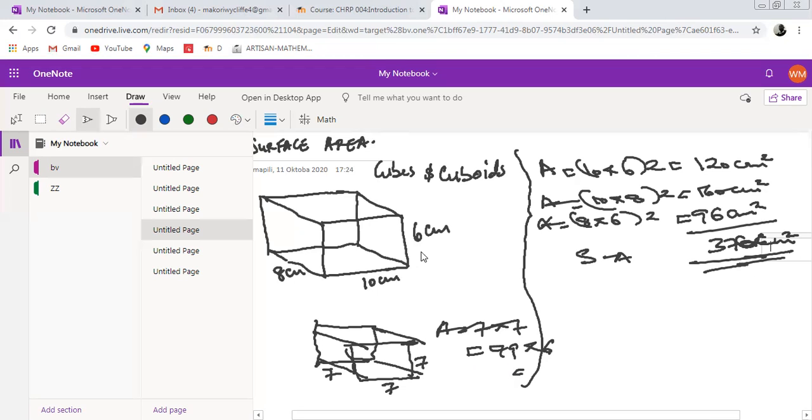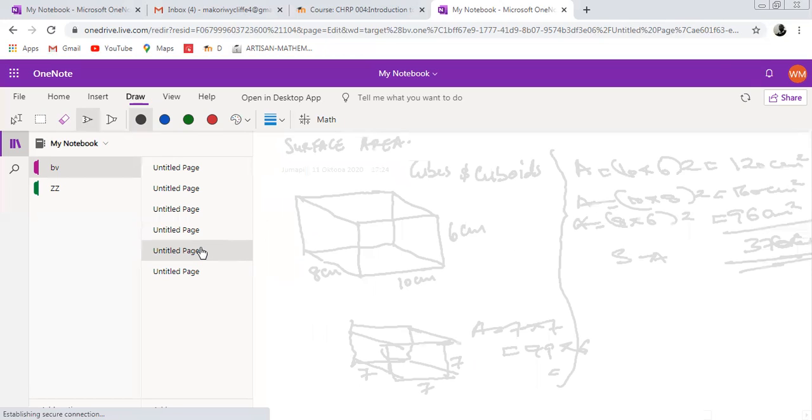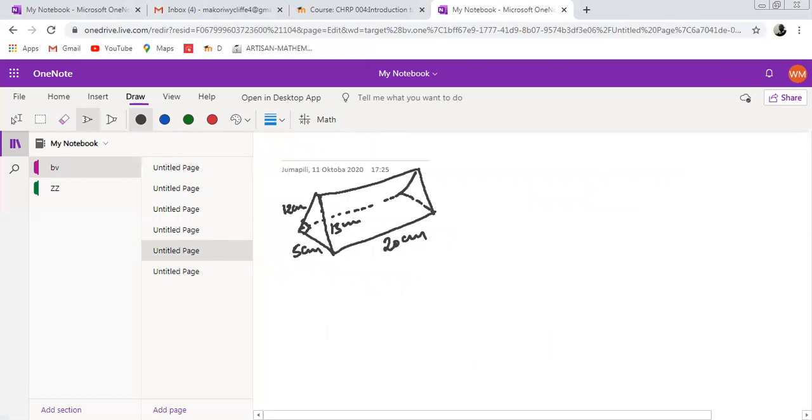But for the cuboid, we get the area of one face, we multiply by 2 because we have got a similar face on the other side. And all through we do that, and then we sum to get the total surface area. Then we can be given another solid, which is actually what we normally refer to as a prism.